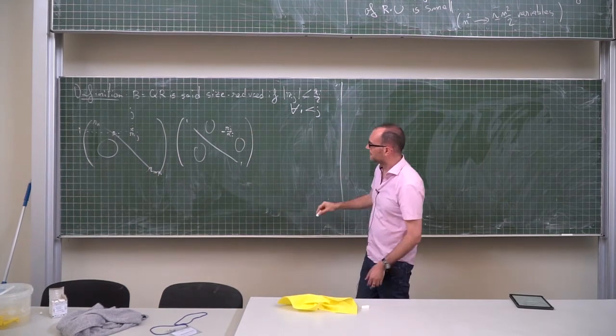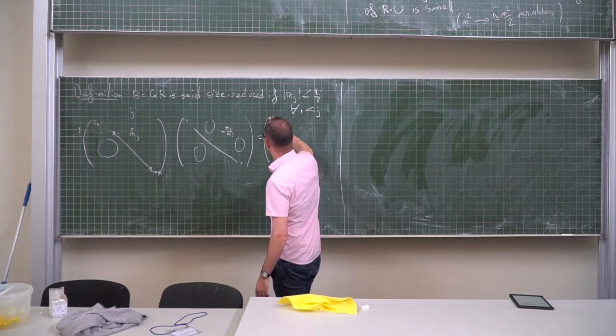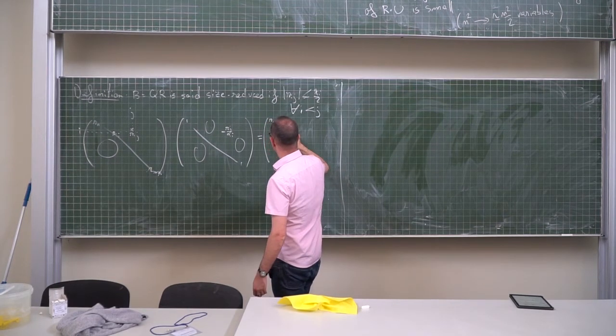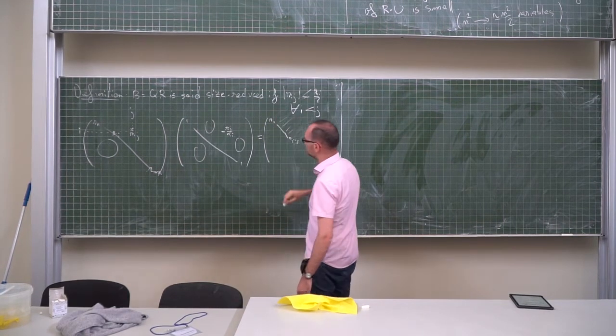Okay, so what is the effect of this? You have R11, up to R_{j-1,j-1}, and the columns are the same as before.